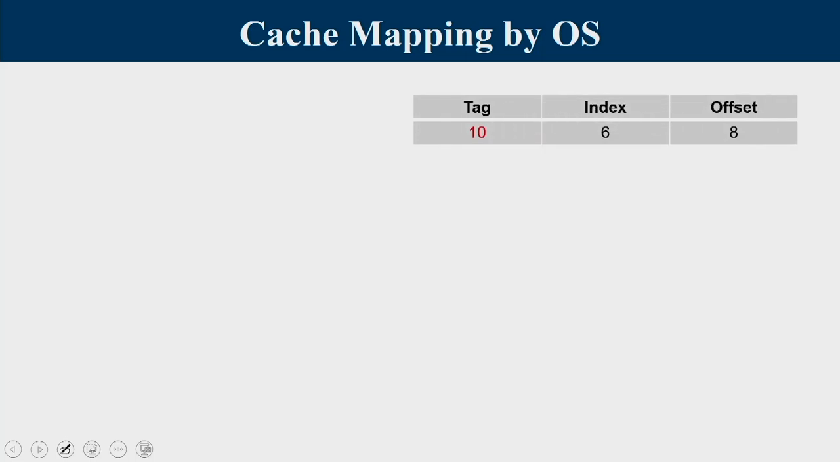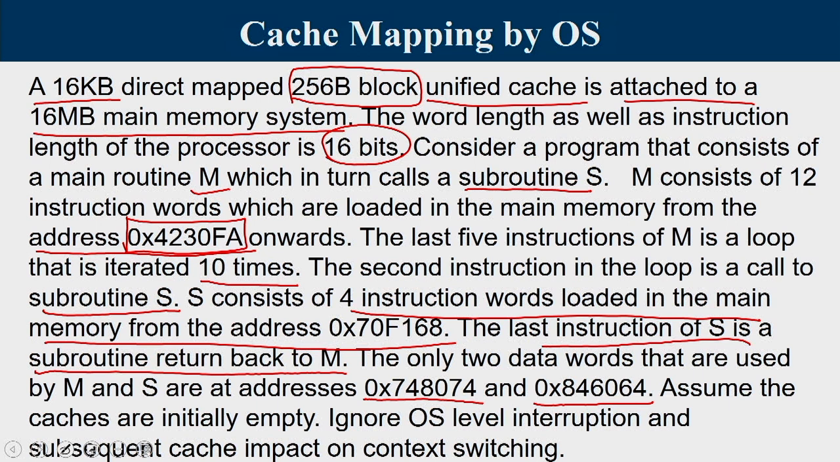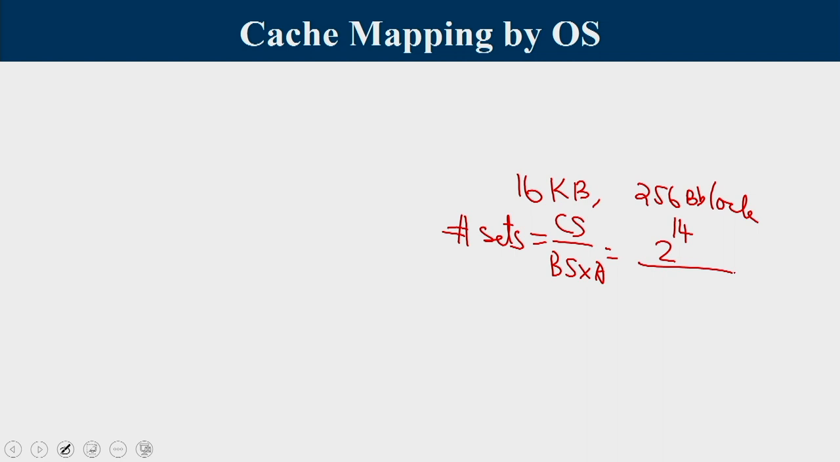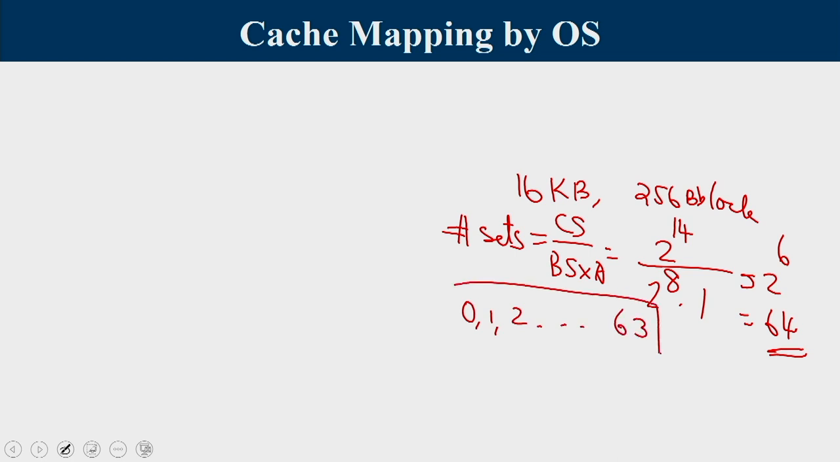So, the first thing is, we want to find out the specification of the cache. We know that it is a 16 KB direct mapped cache with 256 byte blocks. The number of sets in the cache is defined as cache size divided by block size times associativity. Cache size is 16 KB, so it is 2 power 14, divided by 2 power 8, that is the block size, times associativity, which is 1. That gives you 2 power 6, so we have 64 sets in the cache. These sets are numbered 0, 1, 2, 3, etc. up to 63. So, whenever I talk about my cache memory, the sets are set 0, set 1, set 2, etc. up to 63.